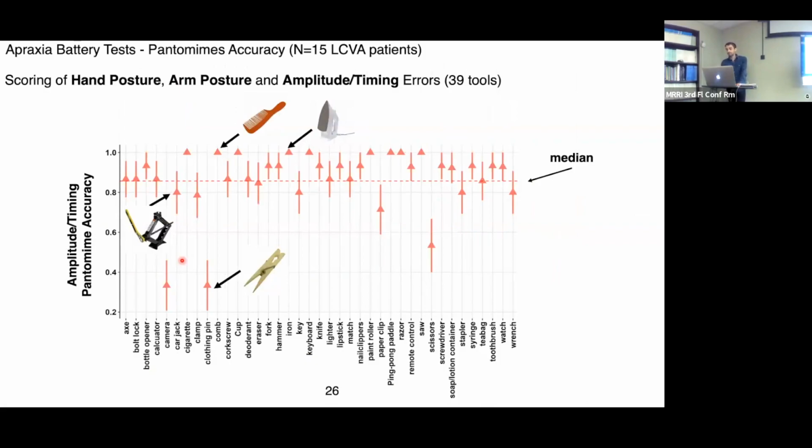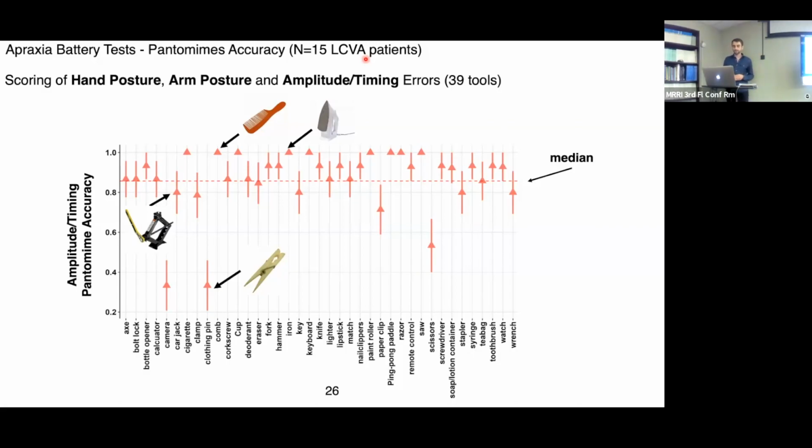And actually, for a large subset of those tools that I was presenting, we ask our patient, our apraxic LCBA patient, to pantomime the use of those tools, to mimic basically how they will use this tool. And so we are scoring some errors like end posture error, arm posture error, and amplitude timing error. So let me give you an example about that.